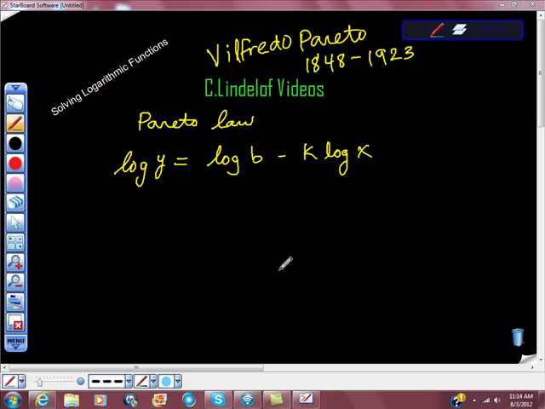So here we have Pareto's law for capitalist countries that states that the relationship between annual income X and the number Y of individuals whose income exceeds X is given by this law right here. So what I wanted to do with this is solve this for Y. We should be able to solve for any part of this we want to. So let's take a look at what we're going to get.